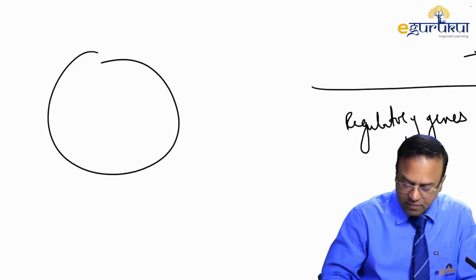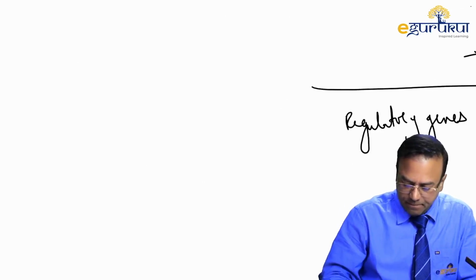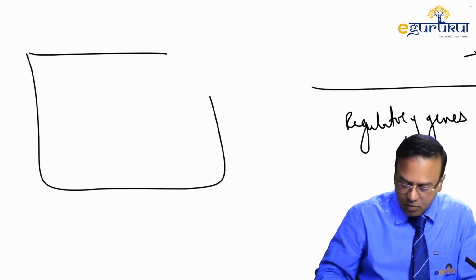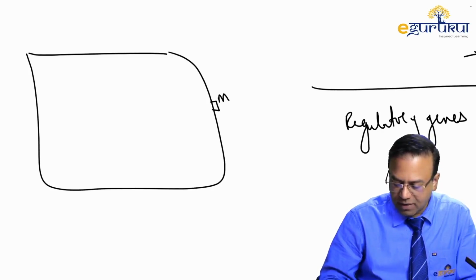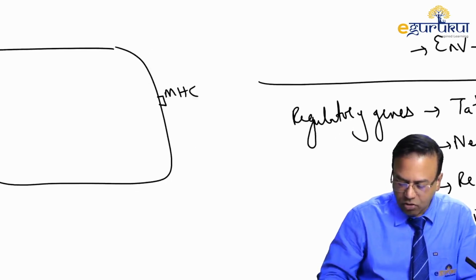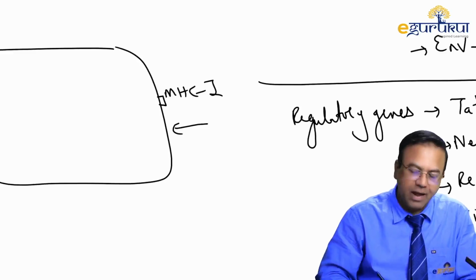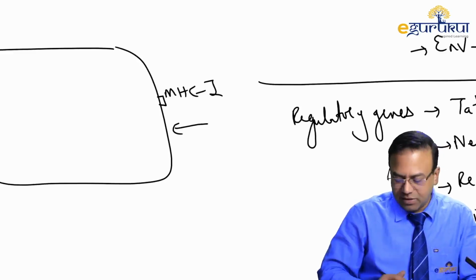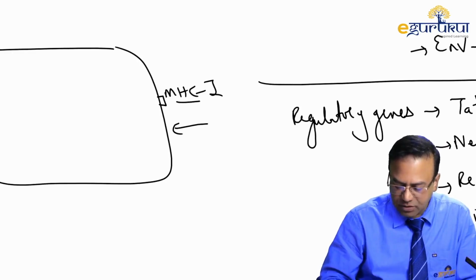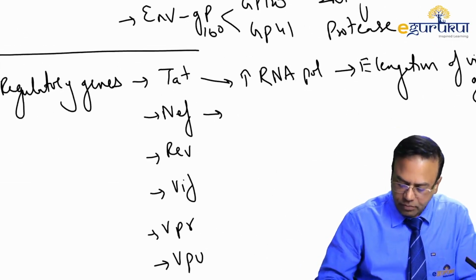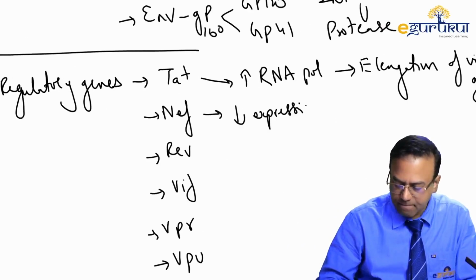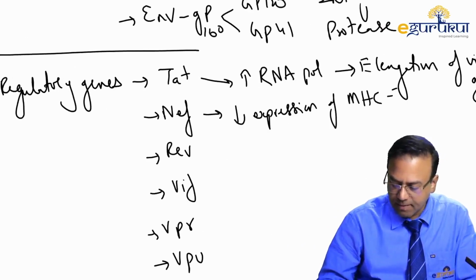So if this is the cell which contains the virus inside, the cell has to express the MHC class 1 to the outside immune system to tell that this cell is infected, so that the cytotoxic T cells can attack the cell and destroy the virus inside. Now that expression of MHC class 1 is, to some extent, downregulated. It is suppressed by the NEF, so it decreases the expression of MHC class 1.